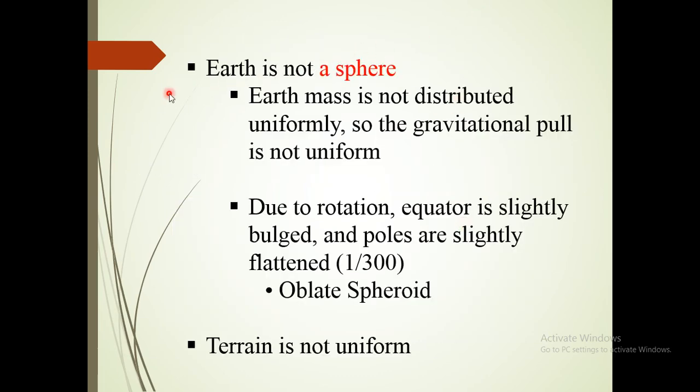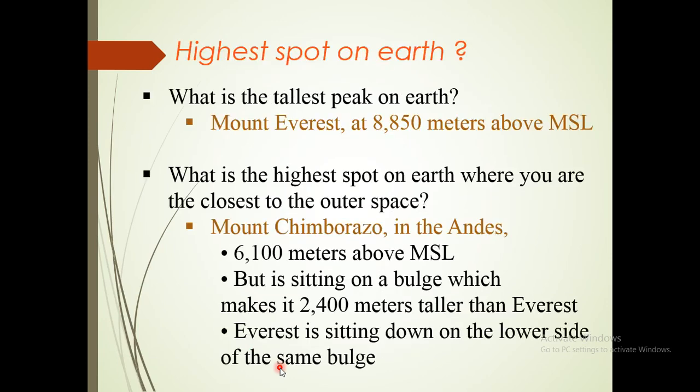Okay, as we know, Earth is not a sphere and it's not distributed uniformly because of the mass. Because the land mass is different from the sea, so the gravitational pull is not uniform. Okay, as I said before, due to the rotation, the equator slightly bulges. Tengah tu dia bulge sikit. And the poles are slightly flattened. And the terrain is not uniform. Ada banyak bentuk muka bumi that is not uniform. Because of this bulge and the non-uniform terrain, we have different heights of peaks scattered around the Earth.